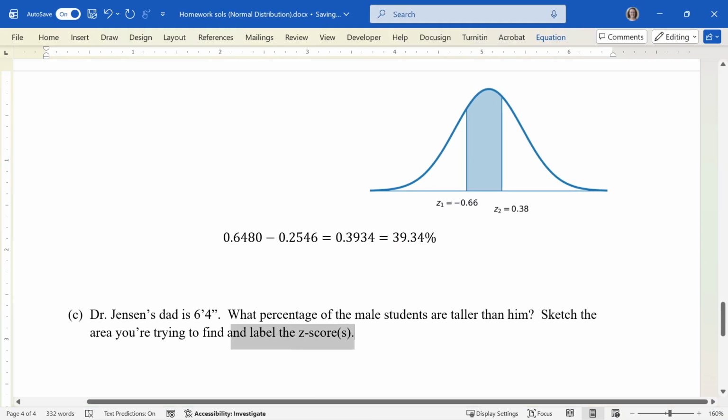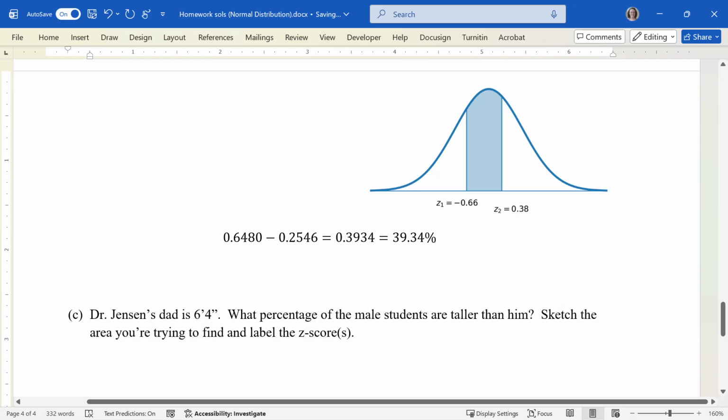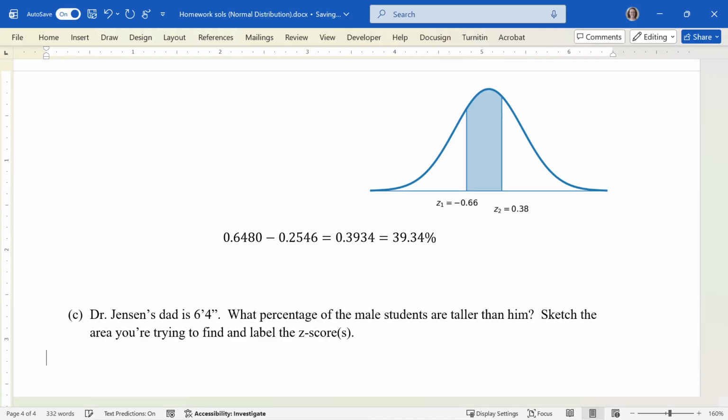So now the last part is about the male students and my dad. So my dad is, or was, 6'4". So what percentage of my male students would have been taller than him? All right. So 6'4", 6 feet is 72 inches, and then another 4 inches should be 76 inches. So that's going to be the data value.